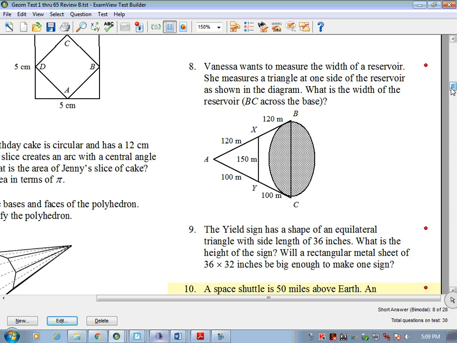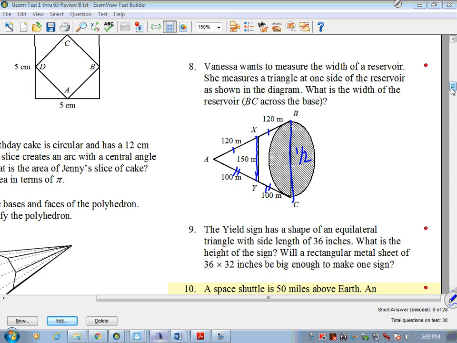What you want to see is that X is the midpoint of AB because it goes 120, 120. Y is the midpoint of AC. And because that is true, that means that this XY is a mid-segment. And the mid-segment is always half, okay, half of the third side.